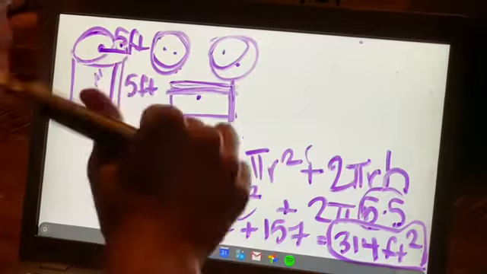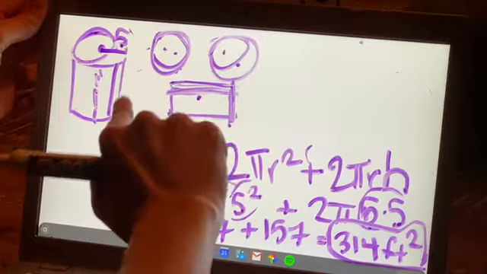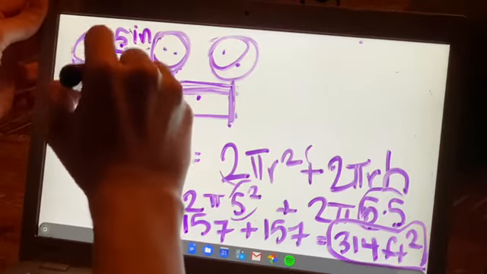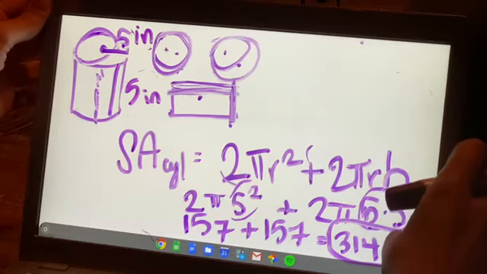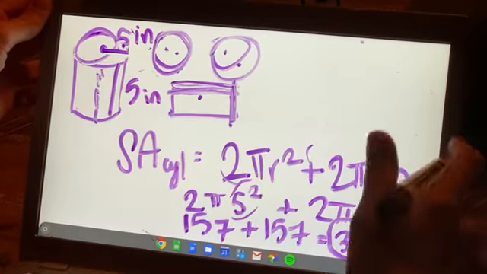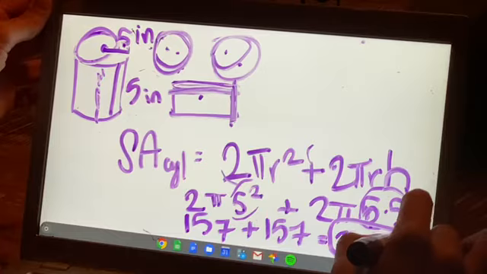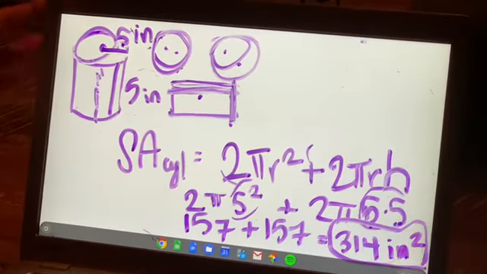Oh, I'm sorry, it's inches. This is the kind of thing where you can say, CC used the wrong measurement here. It was supposed to be inches. 314 inches, still squared. Why squared? Because it's surface area. We're just doing the area, like the flat space around the outside of this figure, not the inside. So it's squared.